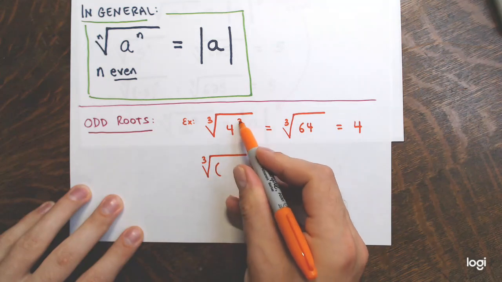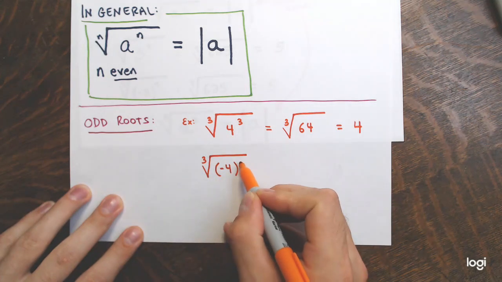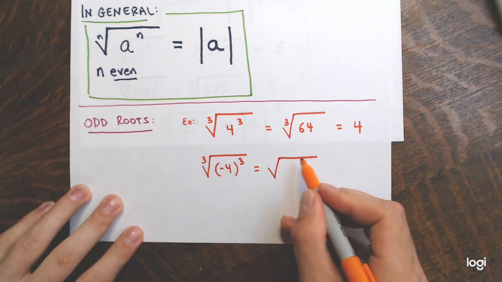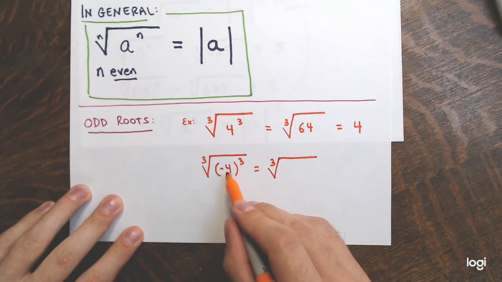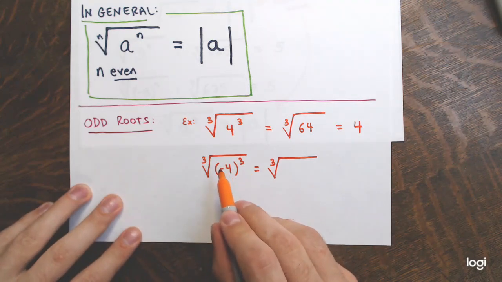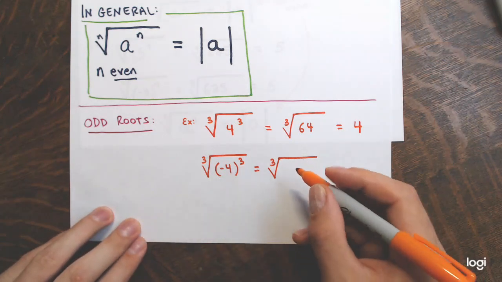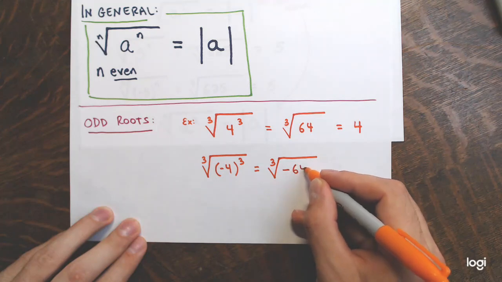What about the cube root of, instead of 4 cubed, how about negative 4 cubed? Well, let's go through it. What is the cube root of negative 4 times negative 4 times negative 4? Well, a negative number to an odd power will end up being negative. This is negative 64.